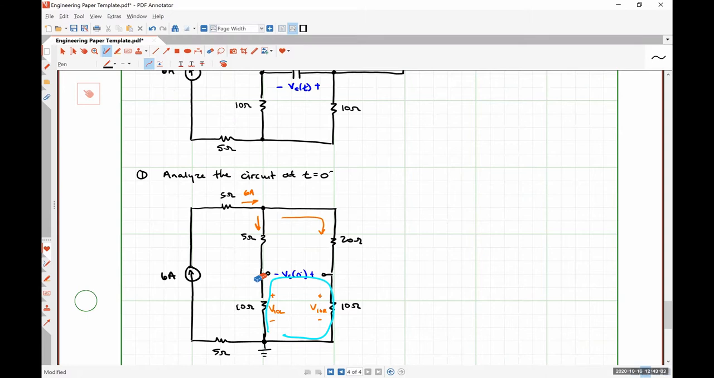So I'm gonna call this current I capital L, and I'm gonna call this current I capital R. So current for the left branch and a current for the right branch. And we're gonna need both of those, right? So using current division, I can say that IL is going to be 6 amps multiplied by what? So I'm trying to find IL. So what goes in my numerator?